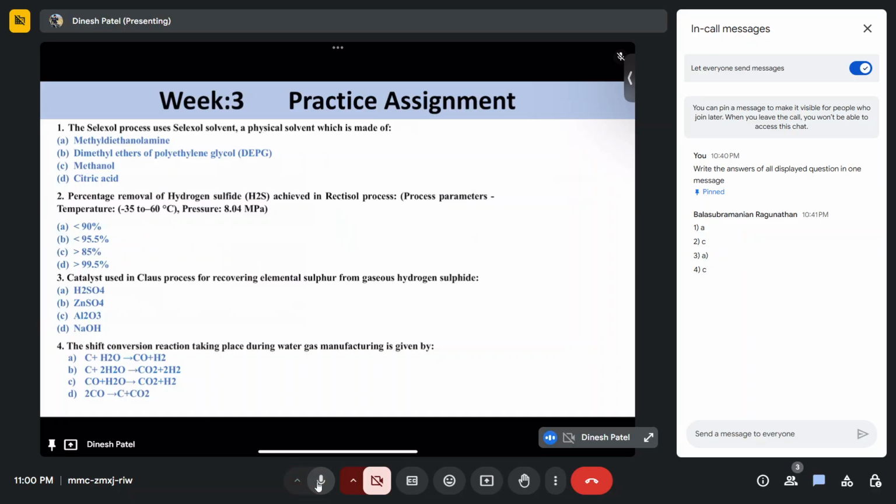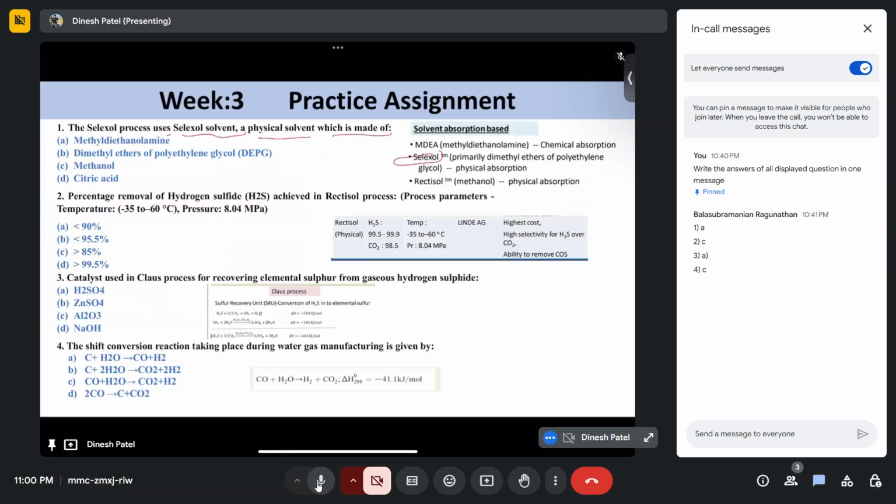So let's see the answer of this. The first question was: the Selexol process uses Selexol solvent, a physical solvent which is made up of. So you can see here, Selexol is a commercial name of primarily dimethyl ether of polyethylene glycol. So the correct answer is B.